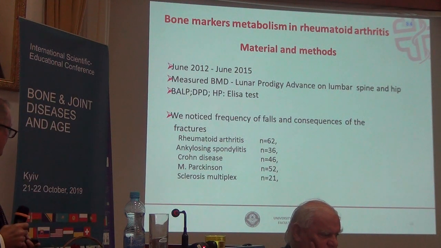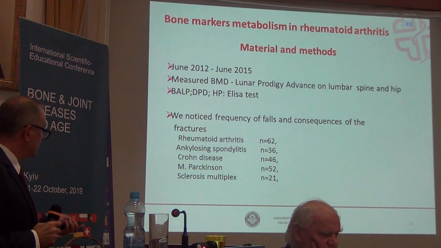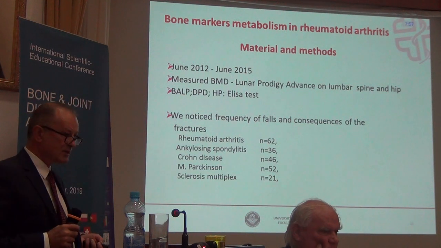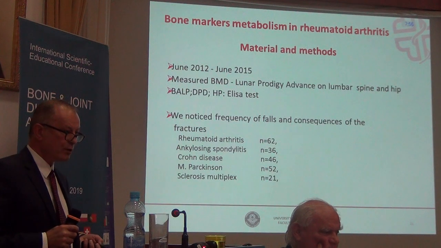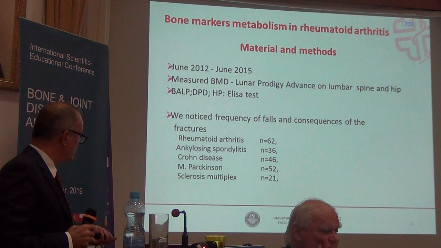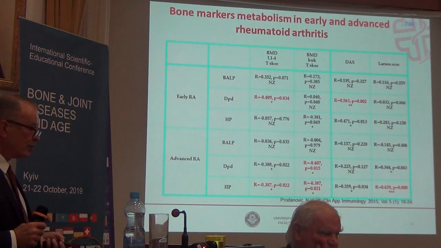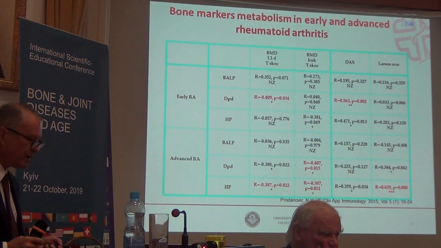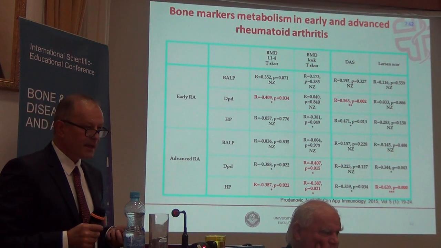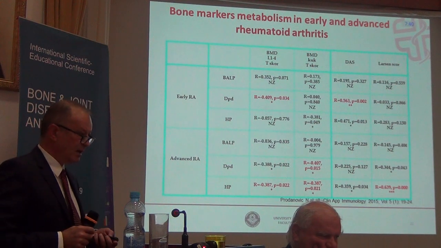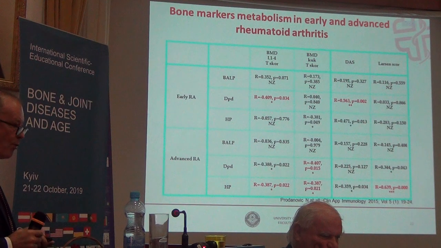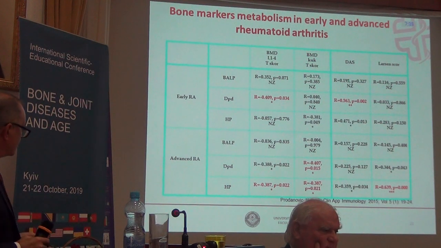I'll show you some part of our results from the clinical university center from June 2012 to June 2015. In this work we measured the BMD and tested patients with bone mineral markers. It's a different population, but our focus will be on rheumatoid arthritis. Bone markers are very useful tools in the diagnosis of postmenopausal osteoporosis, and in the same way they are very useful in bone metabolism in rheumatoid arthritis.